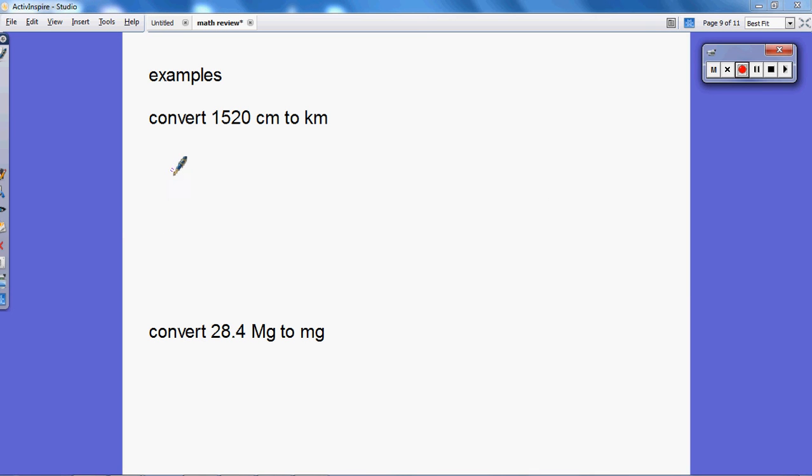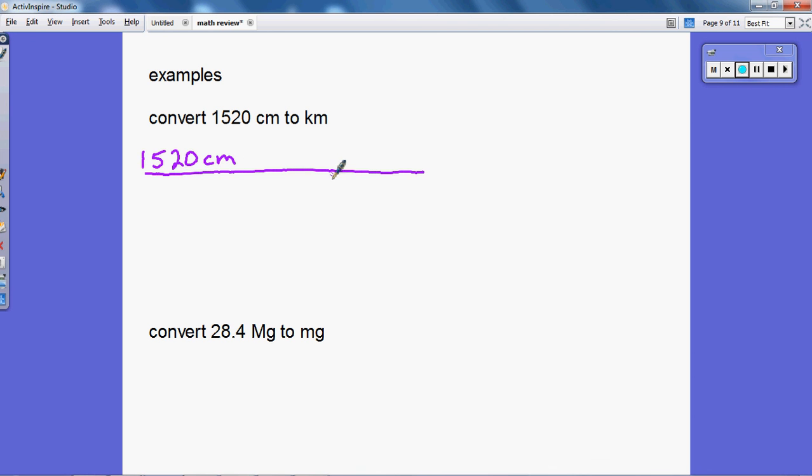Let's look at a couple of specific examples. I'm going to show you a couple of different ways, starting with what should be very familiar from your chemistry course. Here's the conversion: 1,520 centimeters. We want to know how many kilometers that is. We're going to begin by writing the number we are starting with, including the units.